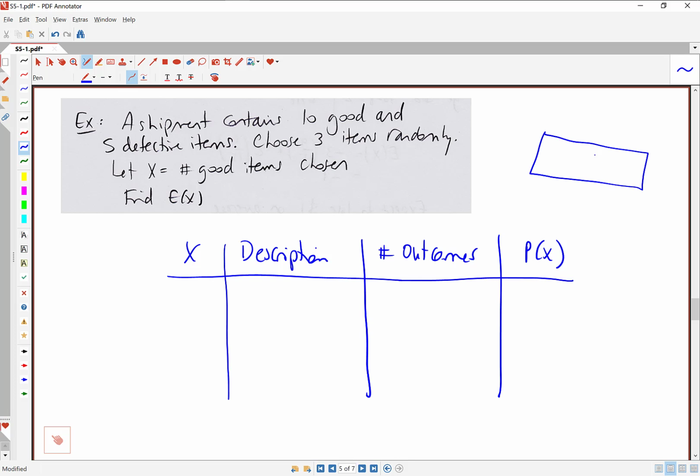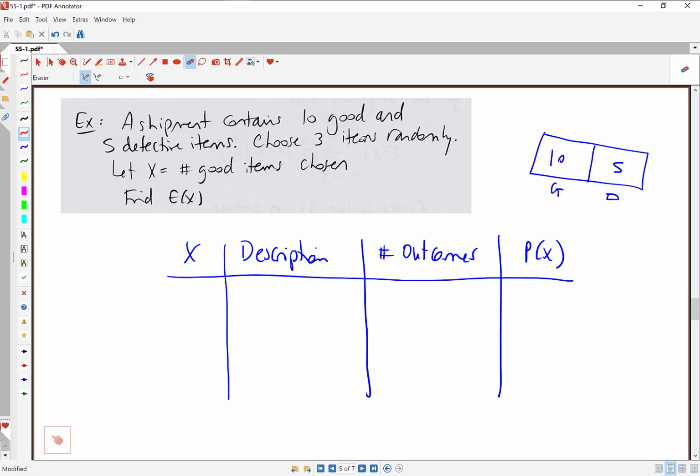We've got good items and we've got defective items. So 10 good and 5 defective. And what we're doing is we're choosing 3 items from this box. So just to show you a typical outcome, maybe you could choose 2 good ones and 1 defective one. That's one thing you could do, or you could choose 3 good items, etc. So there are a few different scenarios.